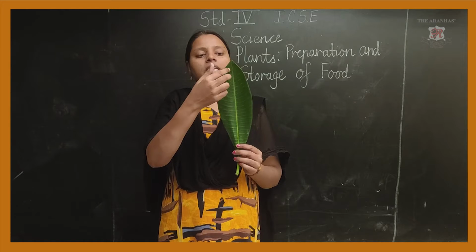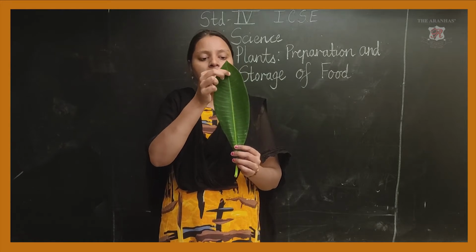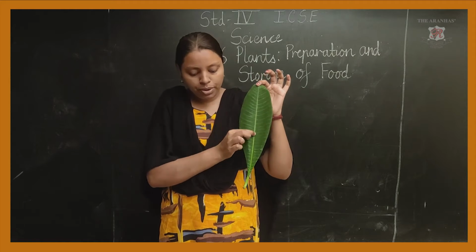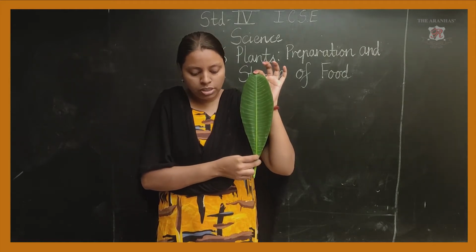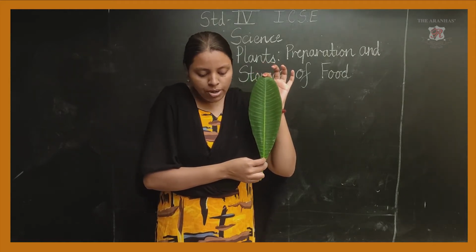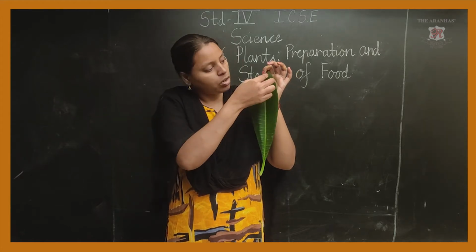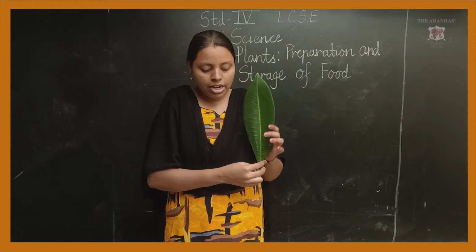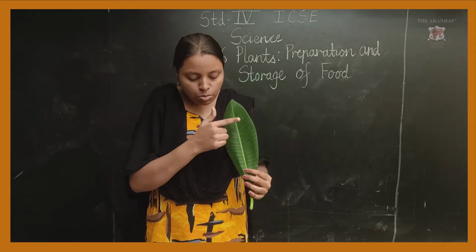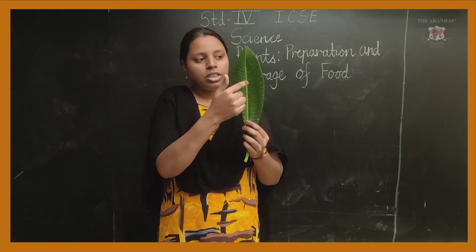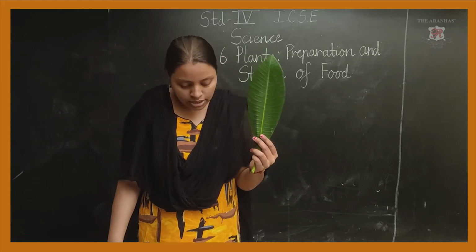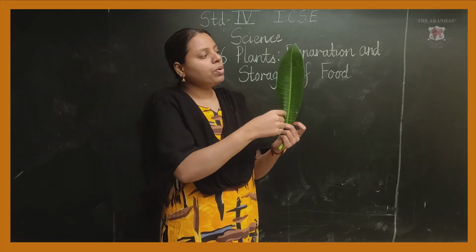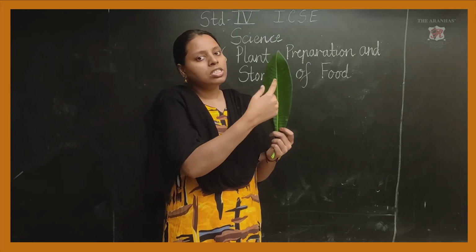Before the side veins, let us know what a midrib is. If you can see the middle line, that is the midrib. It is a thin tube that runs through the middle of the leaf. And now what are the side veins? You can see smaller lines, children. These smaller lines are known as side veins that run from the midrib. From the midrib there are many side lines.